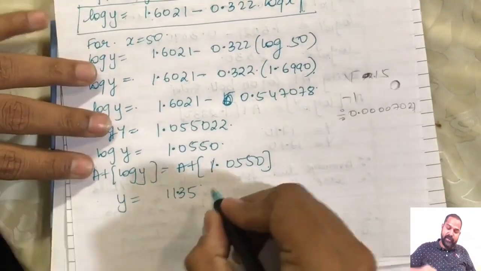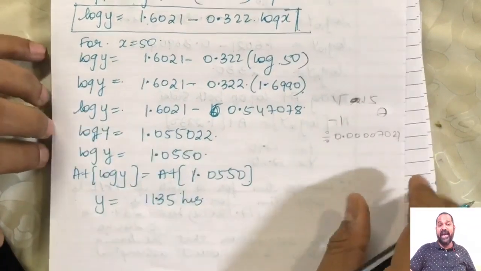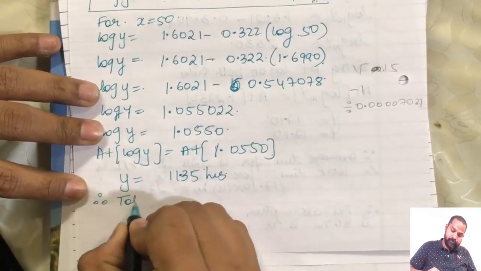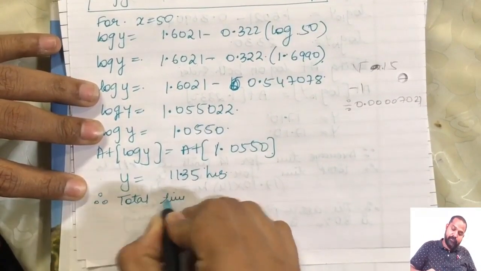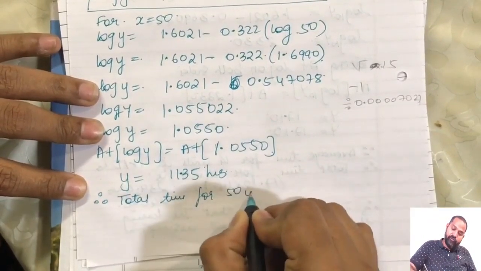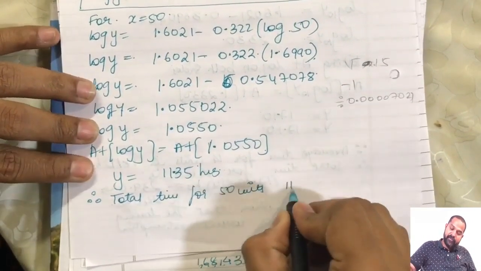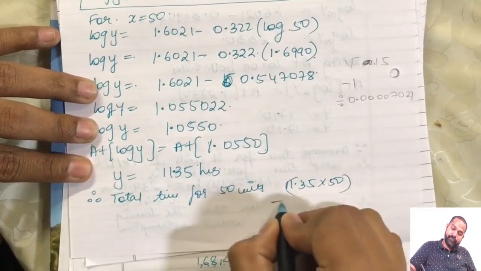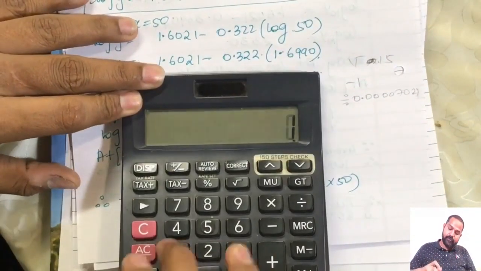So 11.35 hours is the average time for 50 units. So can I say therefore that the total time for 50 units is 11.35 into 50, which is, what is 11.35 into 50?